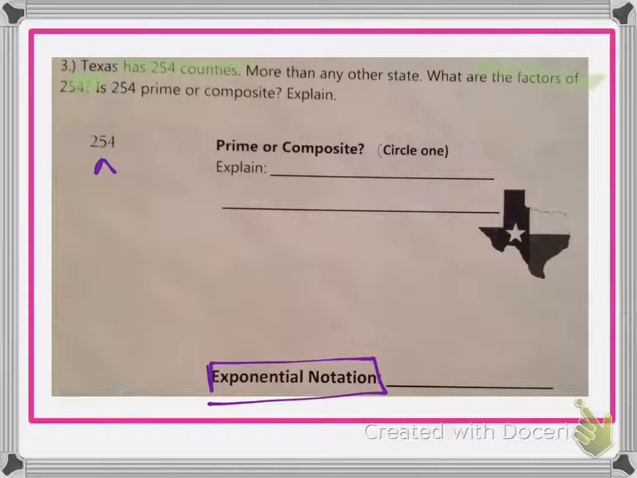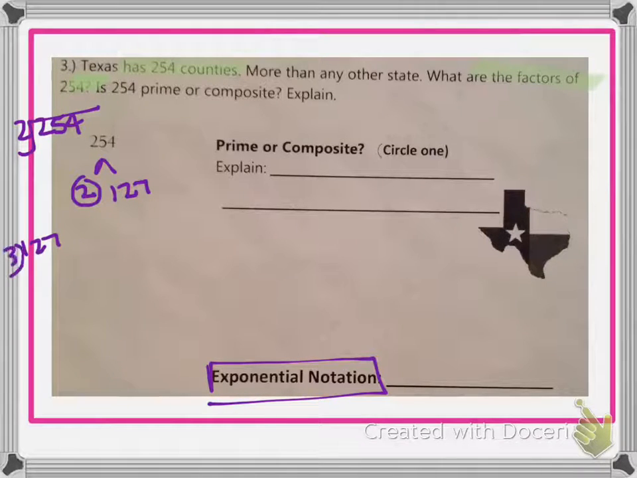What times what equals 254? 254 is even, so we should know that something times 2 is always going to give us an even number. So we can come over here to the side if we don't know and divide 254 by 2. When we do that, we get 127. Then it's trial and error.